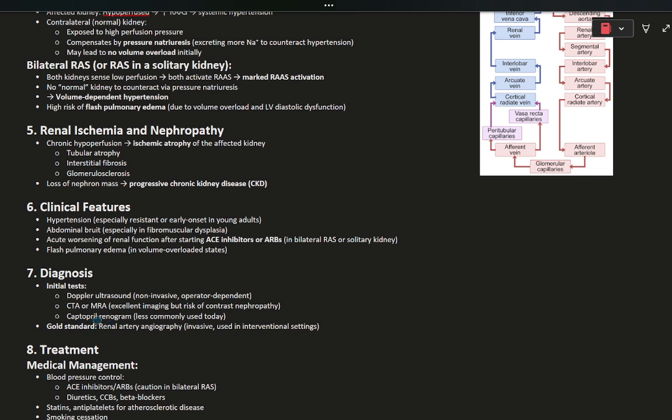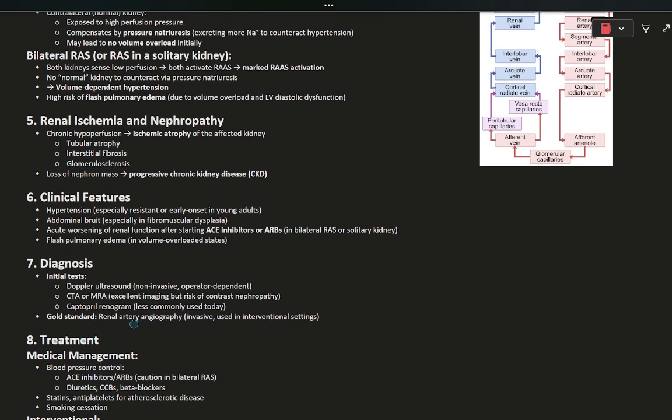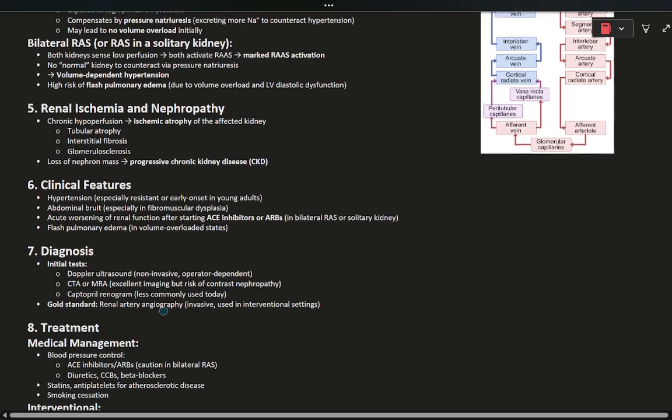You can also use captopril renogram or renogram, although it's less commonly used today, but still an interesting diagnostic tool. And then ultimately the gold standard test to diagnose renal artery stenosis is called the renal artery angiography. Now keep in mind that this procedure is invasive and it should only be used in interventional settings.